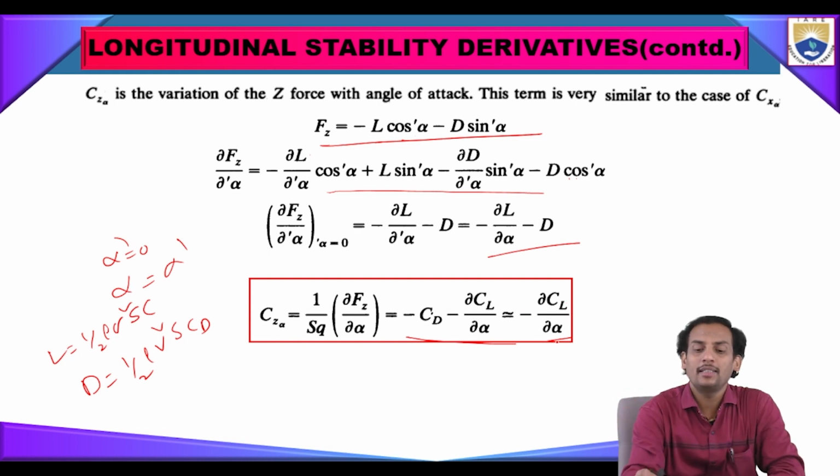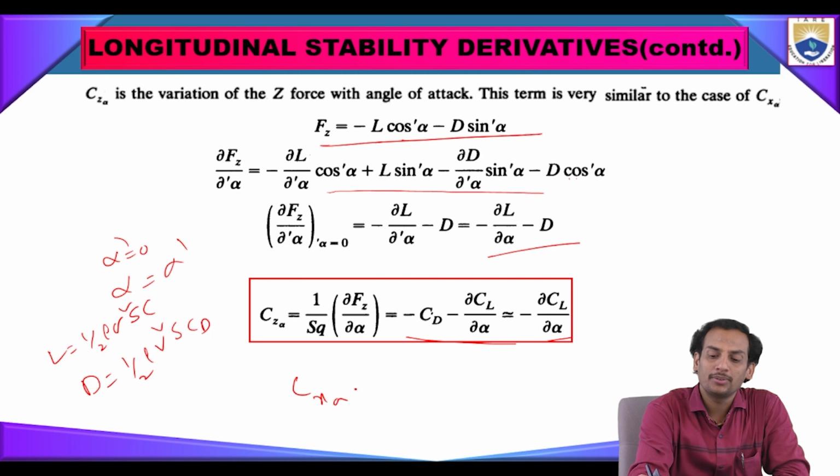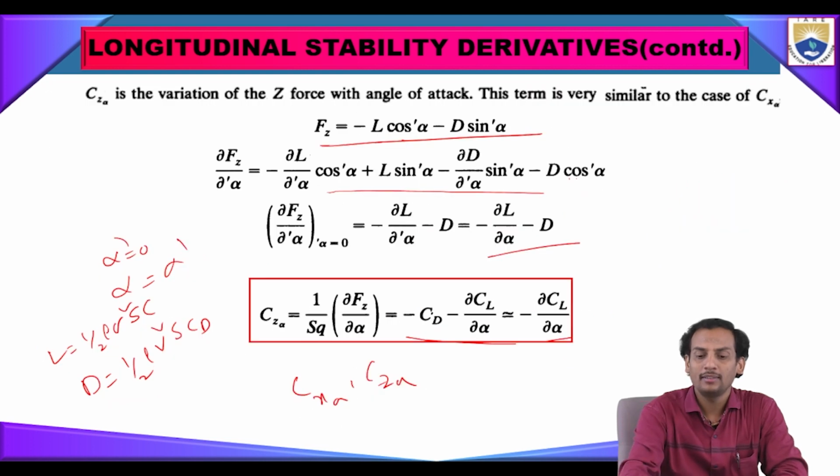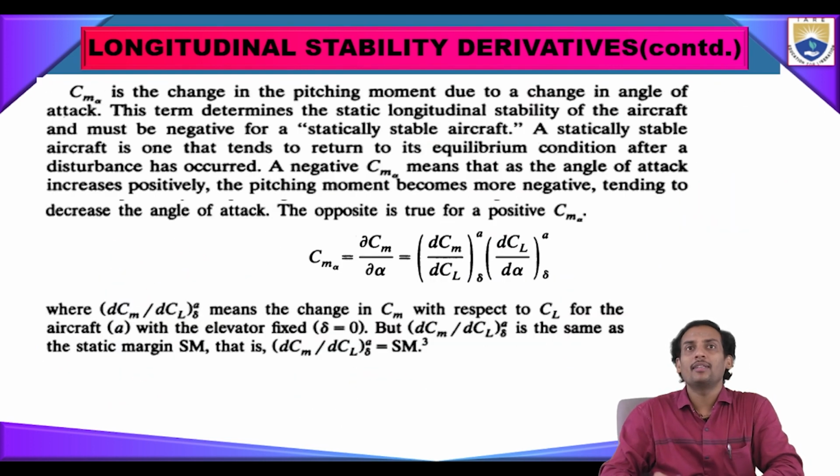So we got CXA and CZA here, right? This is for CXA and this is for CZA. The next ones are the moment coefficients, like Cmα and Cmz. Cmα is the change in pitching moment due to the change in angle of attack.